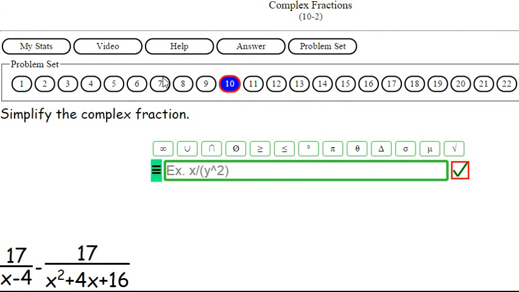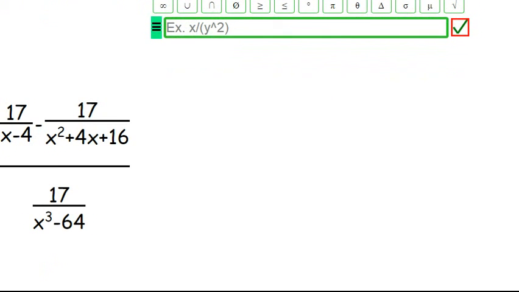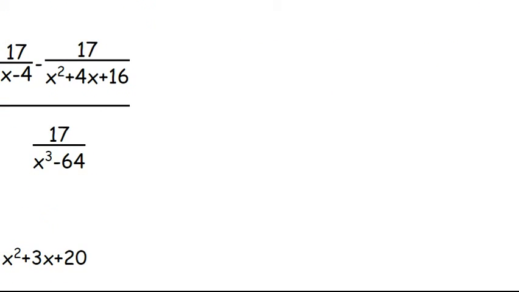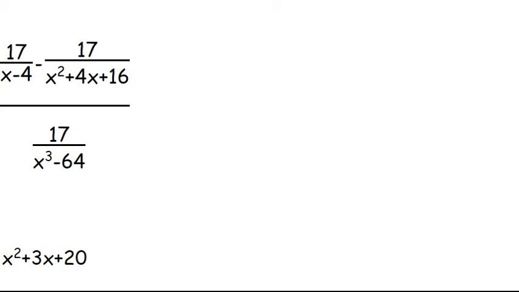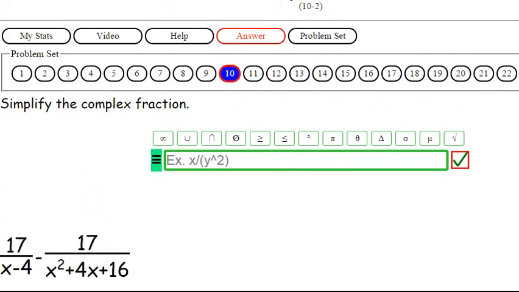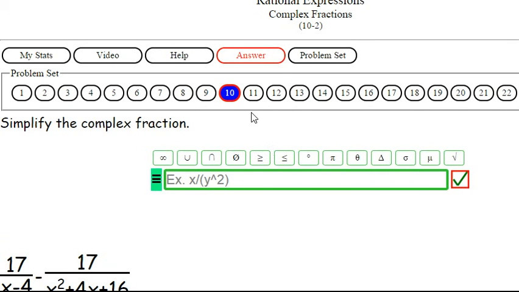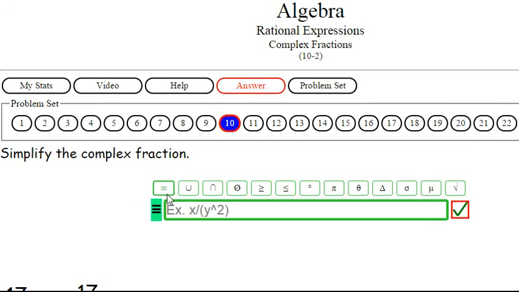Imagine that, all that reduced down to practically nothing. Isn't that amazing? X squared plus 3x plus 20. Yeah. Alright, so that is 10.2, and that is going to end this section, and I'll see you in the next section.